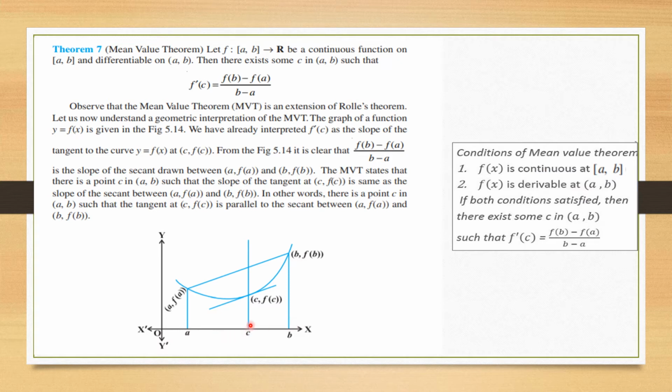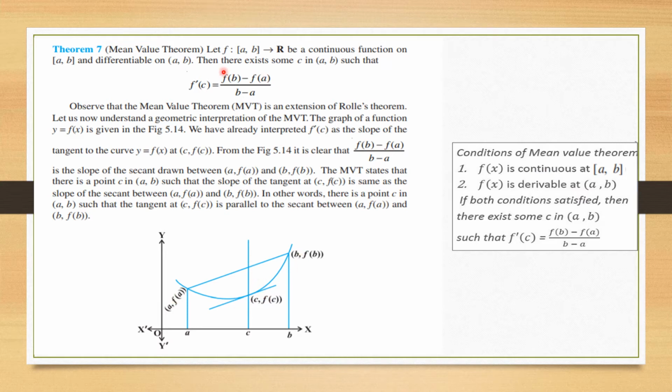Then it says that there will be a point c in this interval (a, b) at which the value of the derivative will be equal to this. If we draw the tangent at this point, in Rolle's theorem it was parallel to the x-axis, but here this tangent is parallel to the chord joining these two points. And we know when two lines are parallel, their slopes are equal. So the tangent here has slope f'(c). And what is the slope of this line? This line has the slope f(b) minus f(a) upon b minus a, that is, y2 minus y1 upon x2 minus x1. And since both lines are parallel, these slopes are equal.